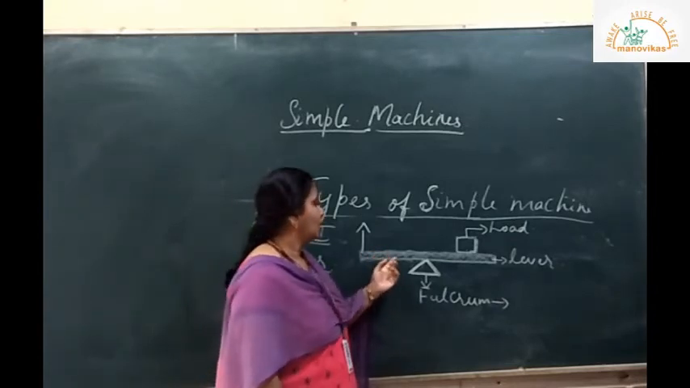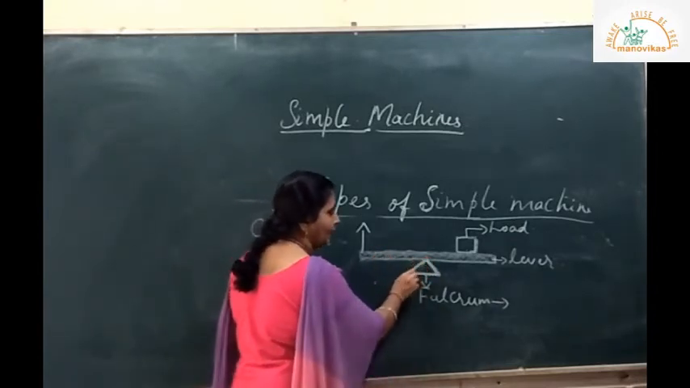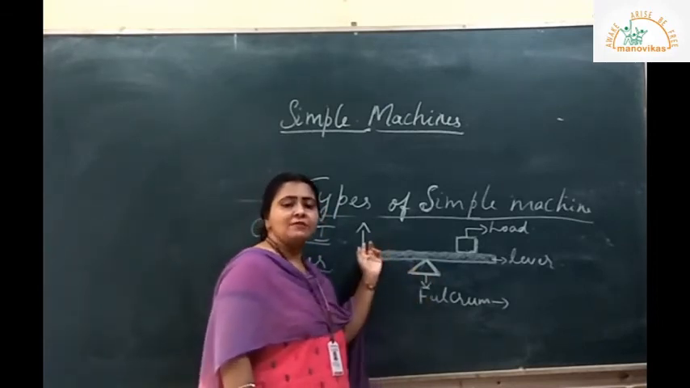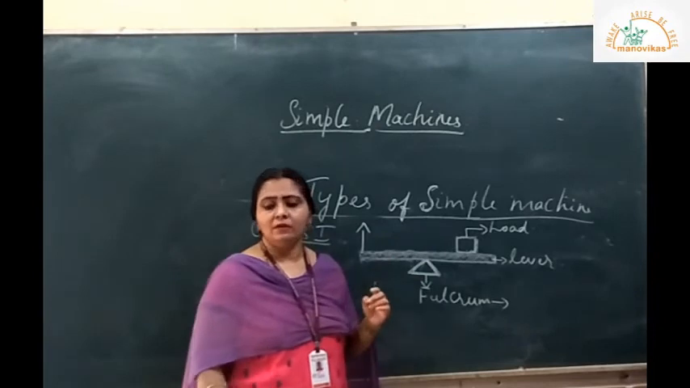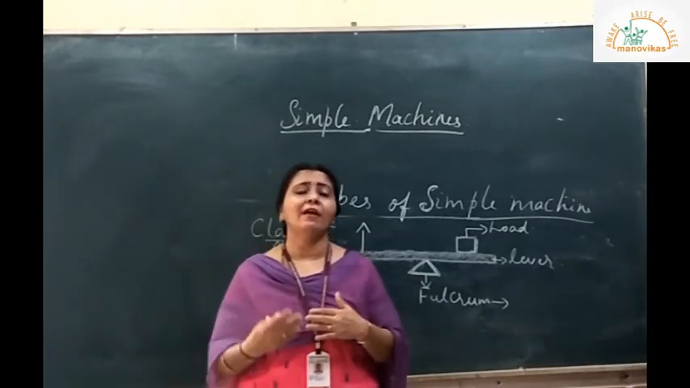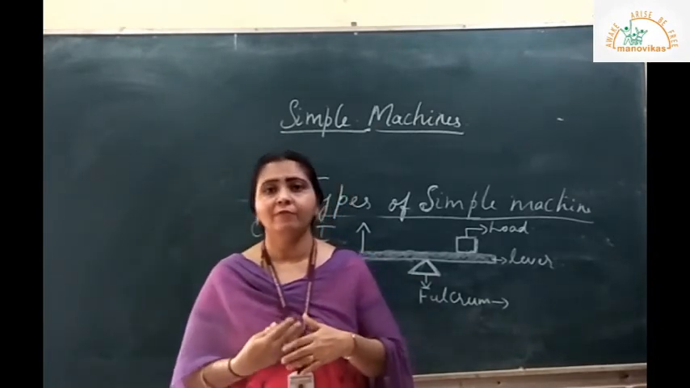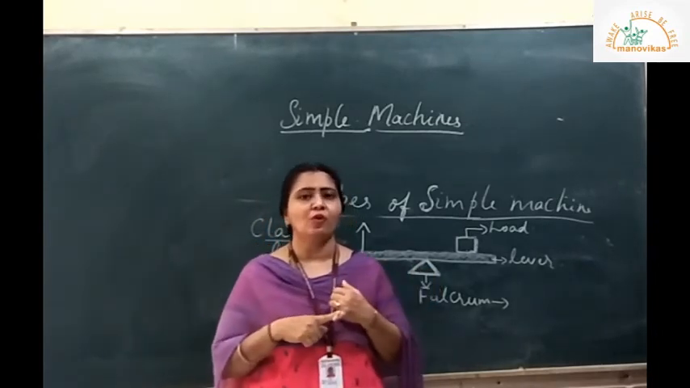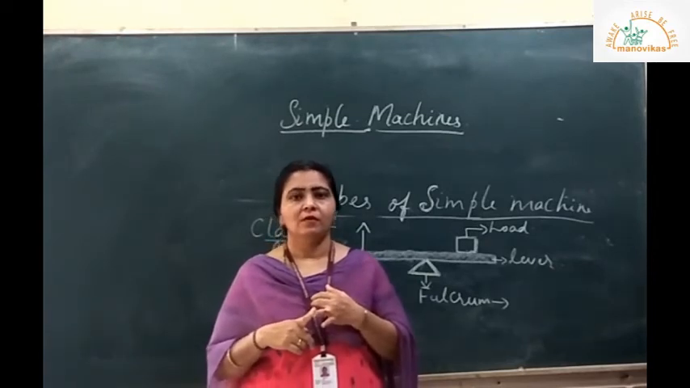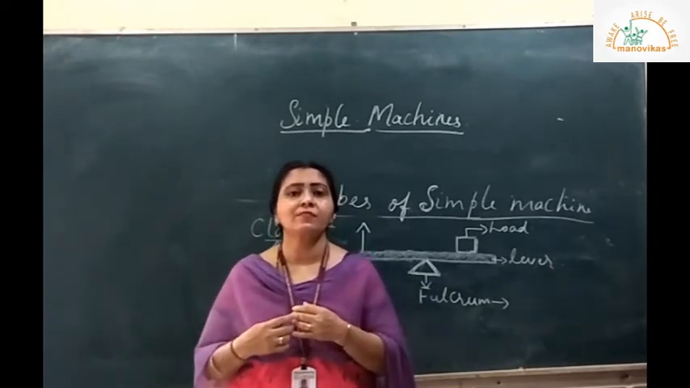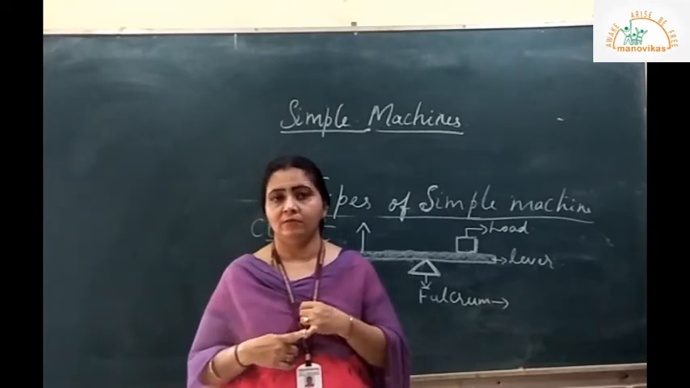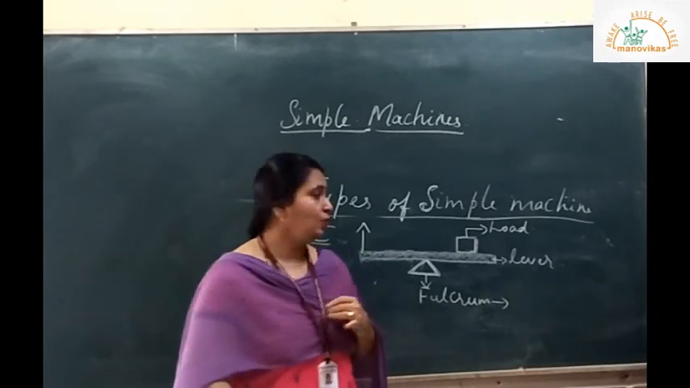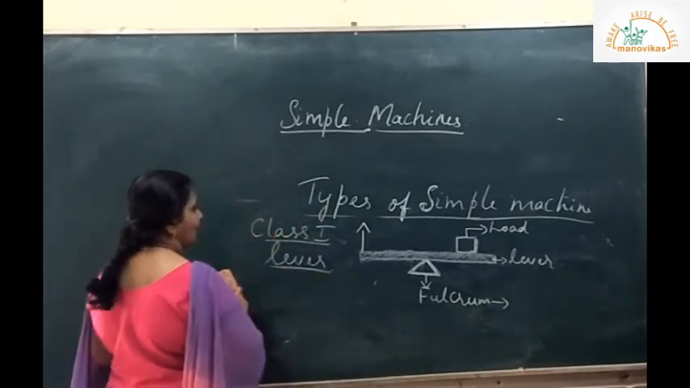So you can see the fulcrum is in the middle. It is located in between the effort and the load. Here, in class 1 lever, the load and effort change the direction of the force. Examples for class 1 lever: scissors, claw hammer. All these are examples for class 1 lever. Now let us see class 2 lever.